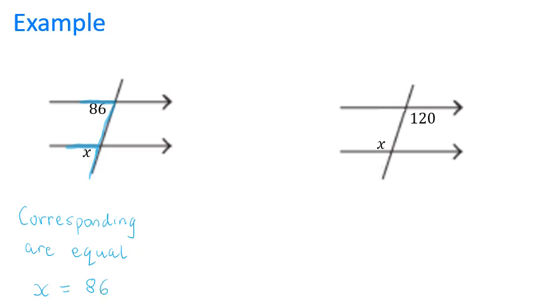Okay, on to this next one here. I'm going to draw in the corners. This is the corner of that angle, and this is the corner of that angle, and we can see here that it's made a Z shape. So Z is alternate. Alternate angles are equal. So x equals 120.